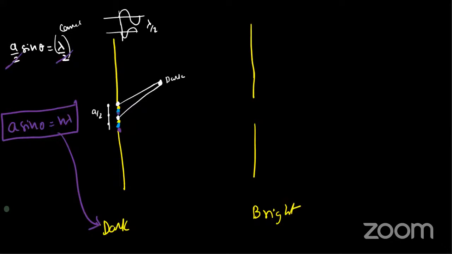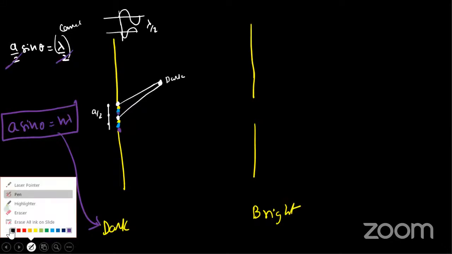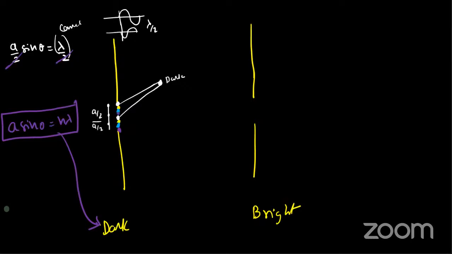Same thing we'll do for bright fringe also. But for bright fringe, since I've already taken half integral here, I'll take a by 3.